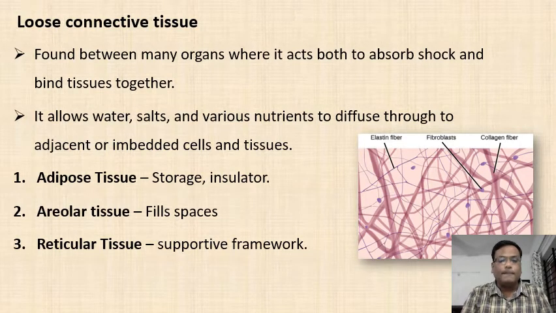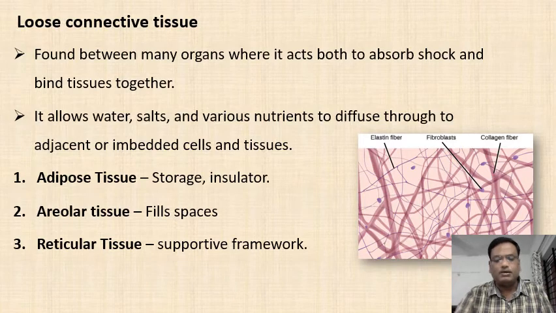Now areolar tissue, I already told you, fills the spaces in between the tissues of different organs. Reticular tissue is another type of tissue which forms a network, and it holds different kinds of organs.